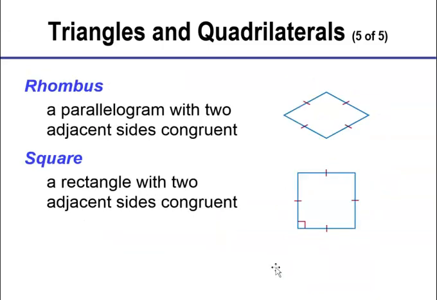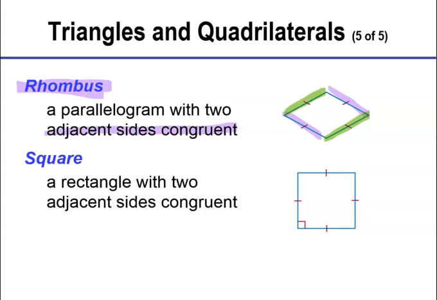Then you could have a rhombus. What is a rhombus? It's a parallelogram with two adjacent sides congruent. So again, what makes a parallelogram a parallelogram? Well, this side's parallel to this side, okay? And this side's parallel to this side. But what makes it a rhombus is that adjacent sides are congruent. Would that not mean all four sides are the same? I believe it does. Okay, square, a rectangle with two adjacent sides congruent.